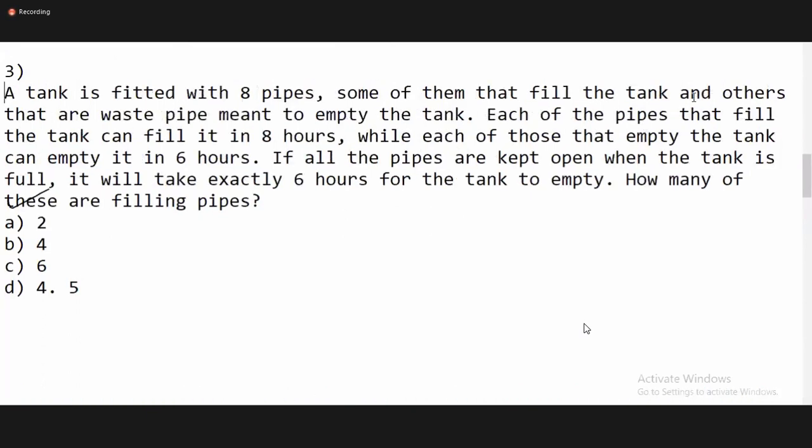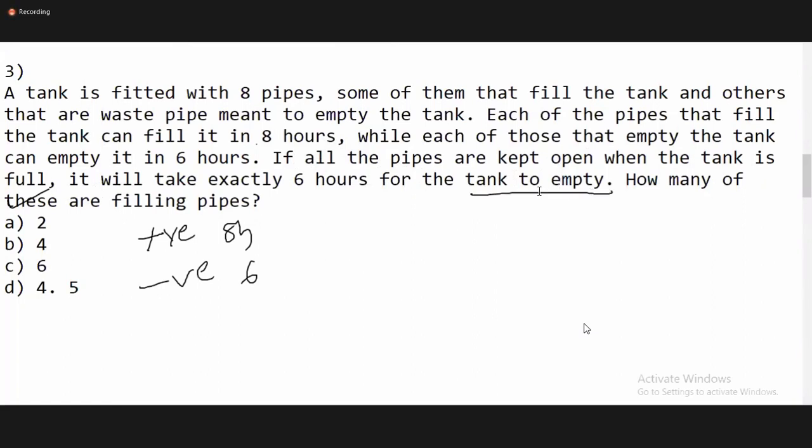A tank is fitted with 8 pipes. Some of them are filling the tank, and the others are emptying the tank. Each of the filling pipes can fill the tank in 8 hours, so the positive work would be 8 hours. The negative work would be 6 hours. Guys, kindly look here. If all the pipes are kept open, when the tank is full, what time exactly is the tank empty?